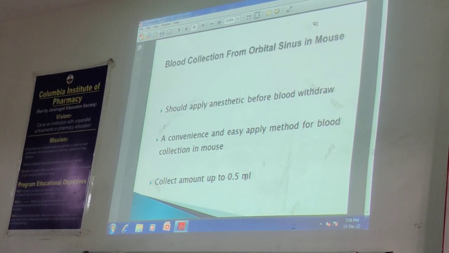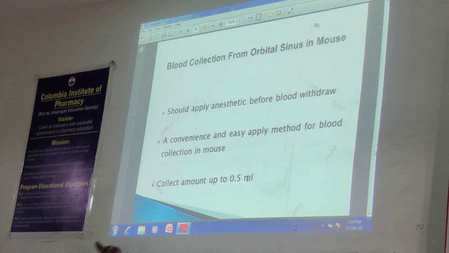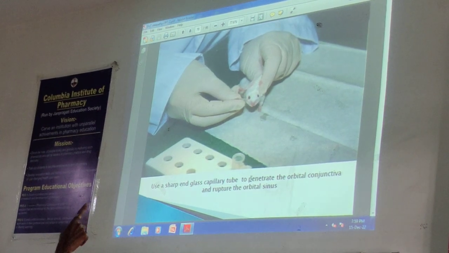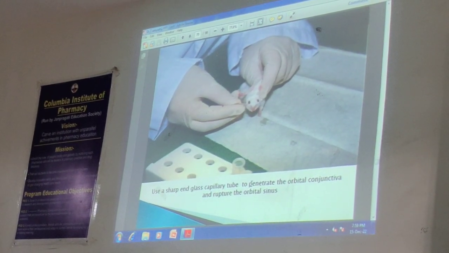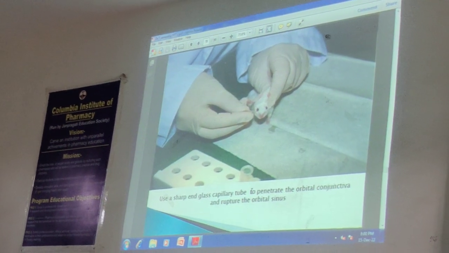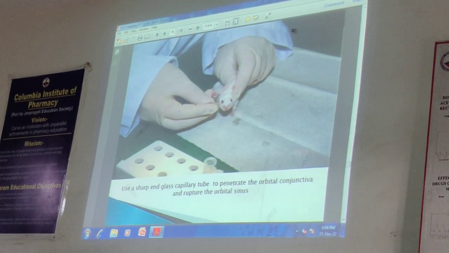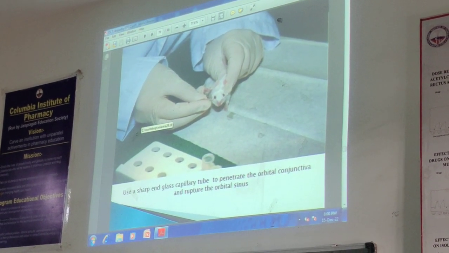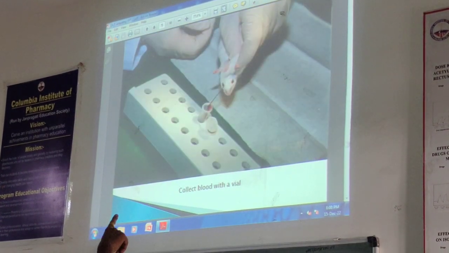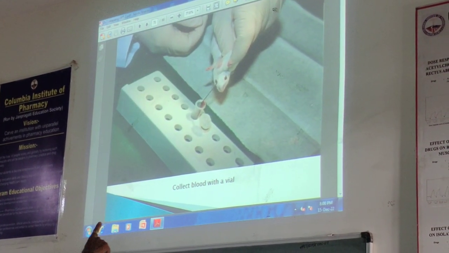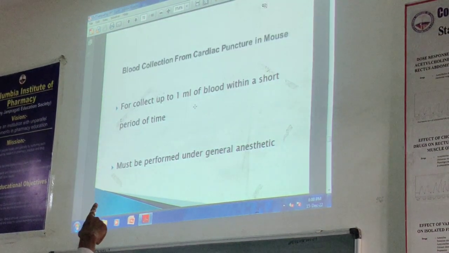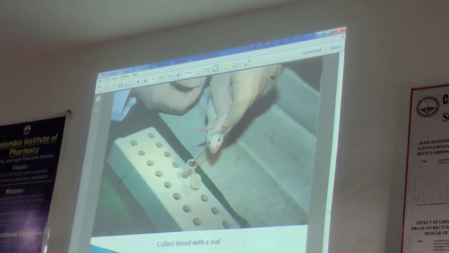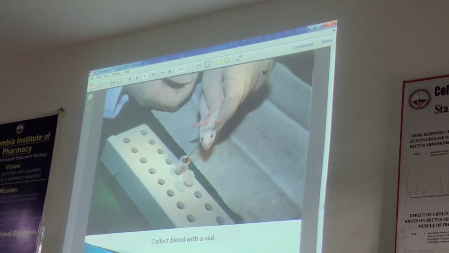This is the orbital sinus. Next. These are the requirements. See, into the corner of the eye we have to insert the capillary tube by rotating, and when it is pricked into the orbital sinus, due to the pressure the blood will flow. This is the method. Next, there is a collecting tube, and with the help of that tube the blood is going to be collected.